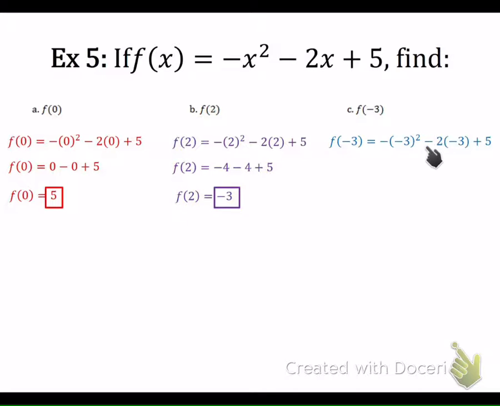Now, back here, these two are going to become a plus. That's not a problem. But you have to do exponents up front. So what is negative 3 times negative 3? Positive 9. Then you deal with this negative. So negative 9.